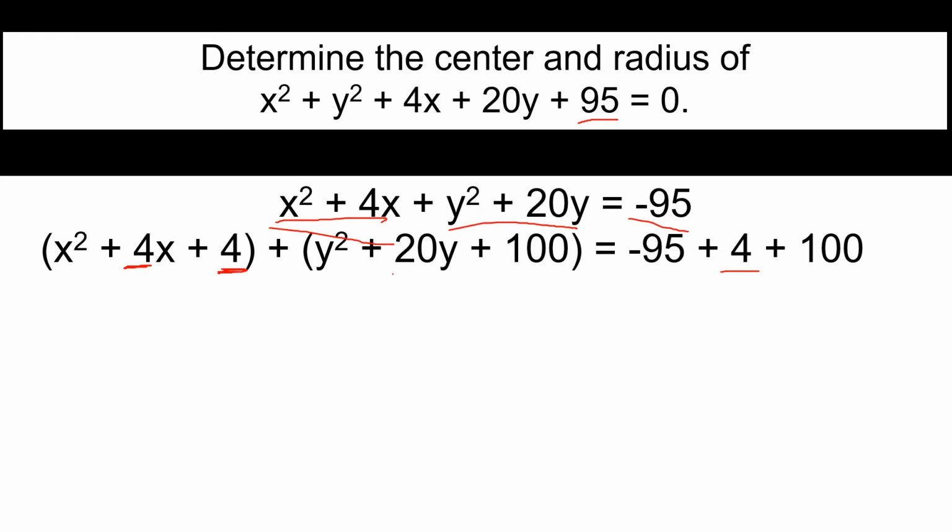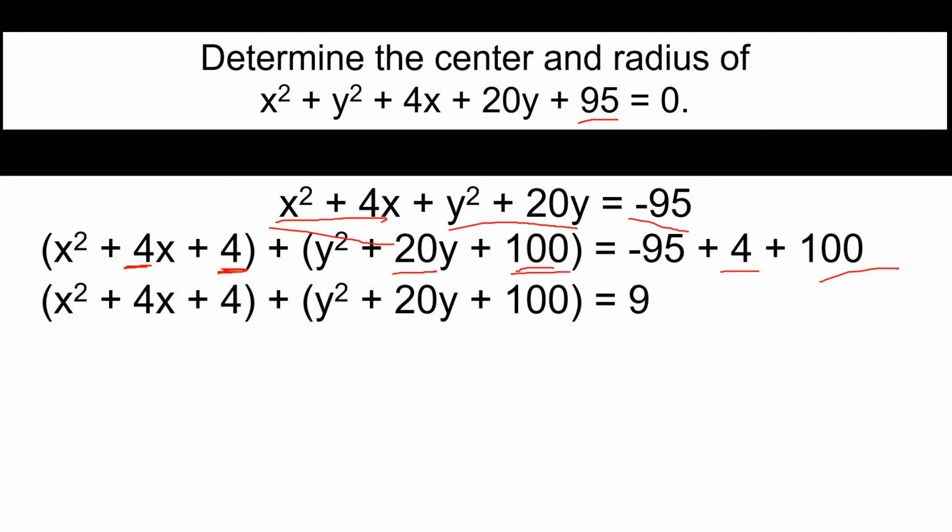Pagdating naman sa y, yung second term natin is 20. 1/2 of 20 is equal to 10. So yung 10, we're going to raise that one to the power of 2. So 10 squared, that would be equal to 100. So we're going to add here 100, and at the same time, sa right side din ng equation, we're going to add 100. So na-simplify natin yung right side ng equation natin, negative 95 plus 4 plus 100, it becomes positive 9.